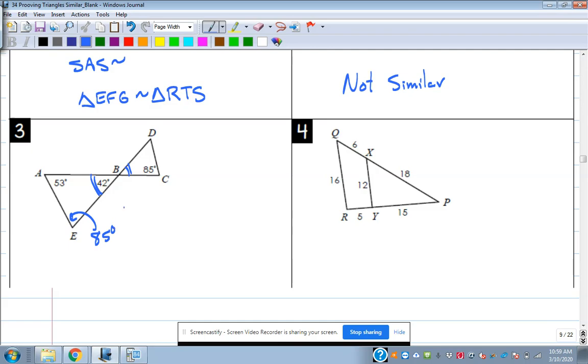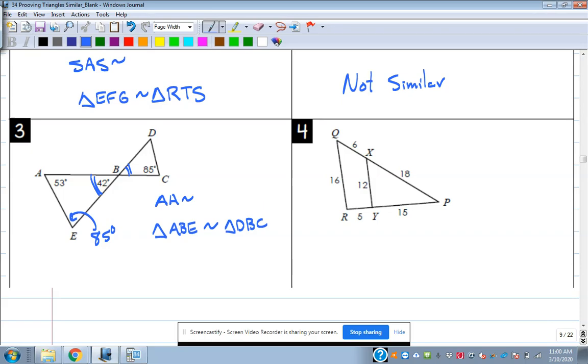Is that enough for angle? Yeah, it doesn't even matter. We don't even have to do the work to find this other one. It's the same. It's 53, but we get angle similarity. And so let's give me a similarity statement. ABE is similar to DBC. Yeah. DBC. Good job.